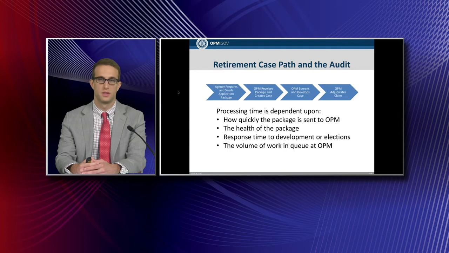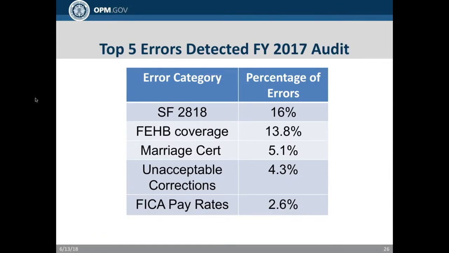What we're going to look at next is the most common errors of 2017, and kind of ways to improve on those errors. And so here are the top 5. The most common error of 2017 was the SF 2818, where the election exceeded the coverage, and that was 16% of our errors, followed by FEHB coverage not having the 5 years of documentation at 13%, followed by the marriage certificate not being submitted with the application, and then the unacceptable corrections, and then finally the FICA pay rates were not submitted or they were incomplete.